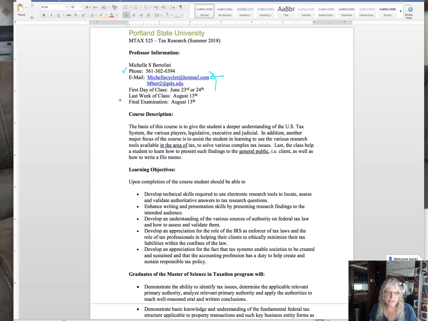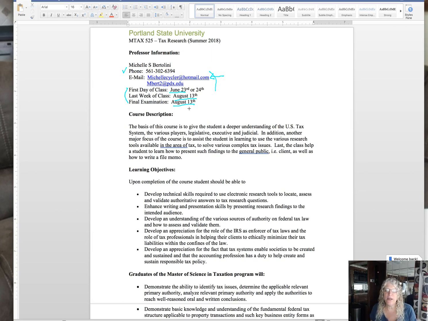One of the things I wanted to point out here is these particular dates. Obviously, we started on June 23rd. The last week of class starts August 13th. The final examination will be due by then. What I'm going to do is release it a little bit early, and the reason I do that is to give you some breathing room at the end. I know there's a paper due and some other final research project due, so I want to make sure you aren't jammed up there.